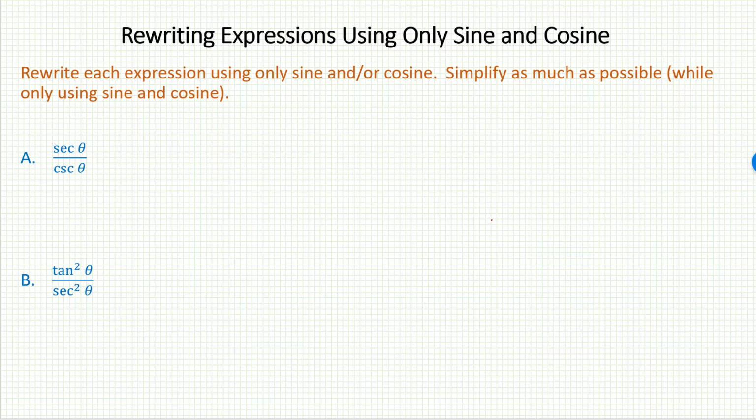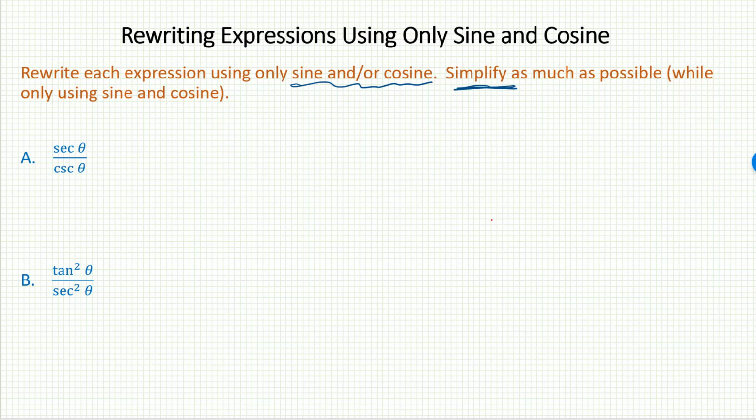Rewriting expressions using only sine and cosine. So our task here is to take each expression and come up with an equivalent expression that only involves the sine and/or cosine functions. I do want to simplify, but again, understanding that I can only use sine and cosine.